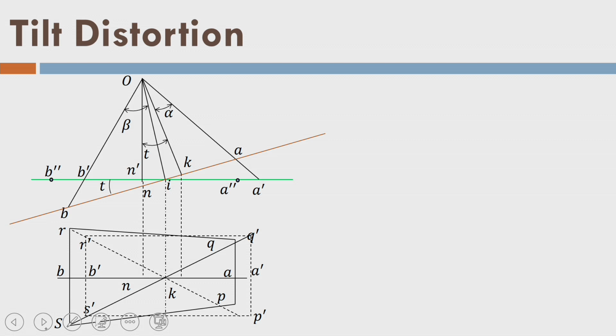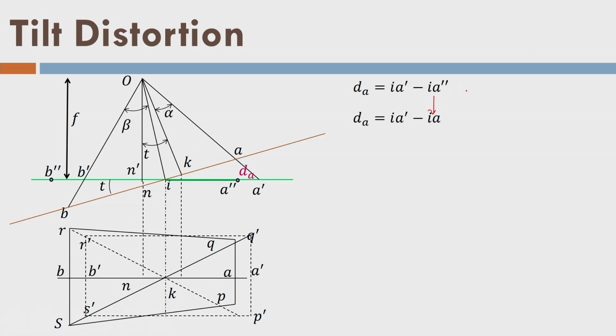Now, let us try to find out mathematically the amount of tilt distortion. This is my focal length in the tilted plane, and it is also equal to the focal length in the vertical photograph, because I am finding out the equivalent vertical photograph of the tilted photograph, right. Now, this is my tilt distortion dA in the photograph, in the animation. So, I can write it like this. I can also write it like this. You can see here that I A dash is equal to this one.